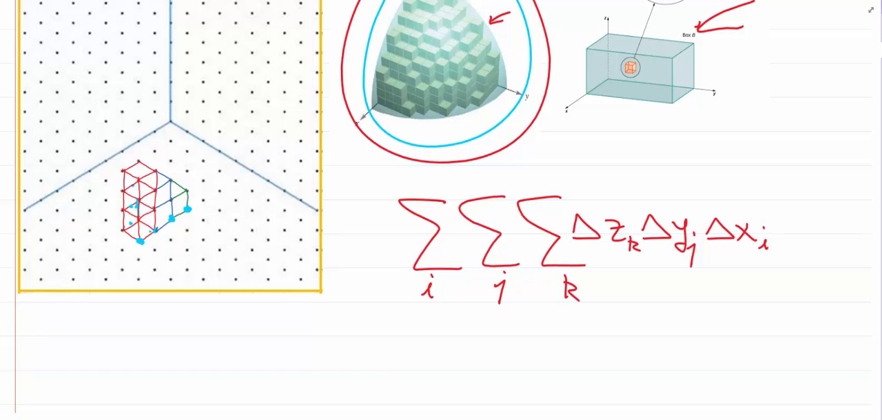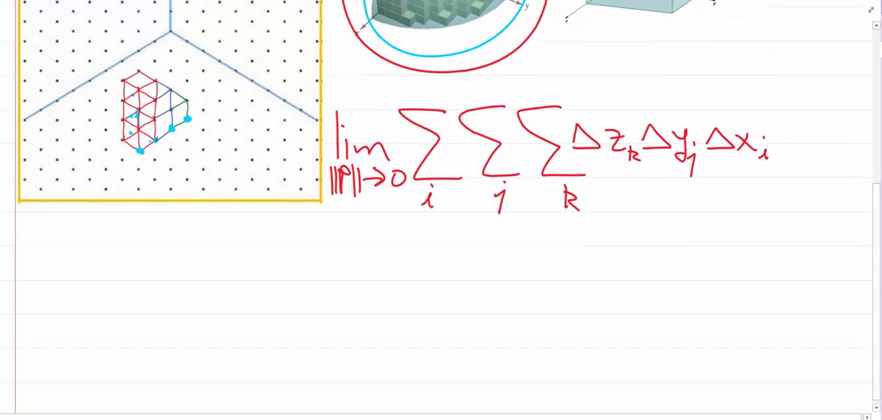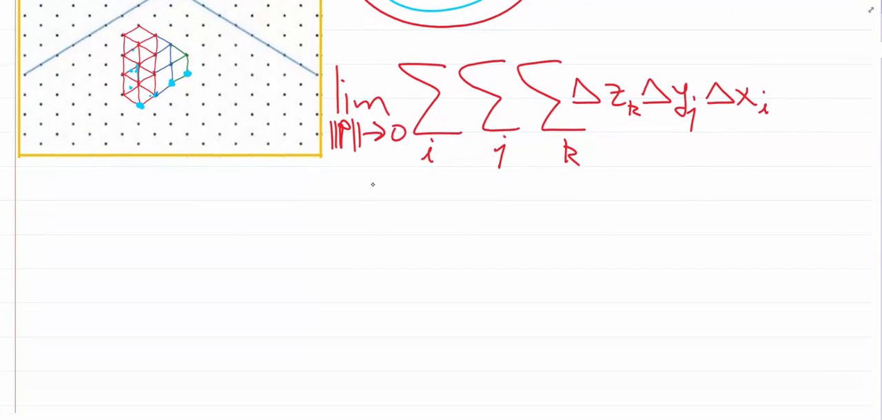And if we think about it this way, just like before, each cube has a diagonal, and we think about the longest diagonal going to 0. In other words, if I take the limit as the longest diagonal goes to 0, then we've got an integral. This is how we're going to define a triple integral that we would use to get volume under a surface. So what we could say is, this right here, we're going to write that.